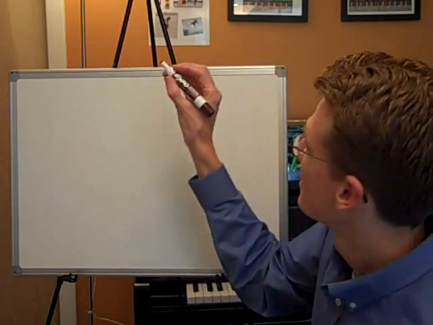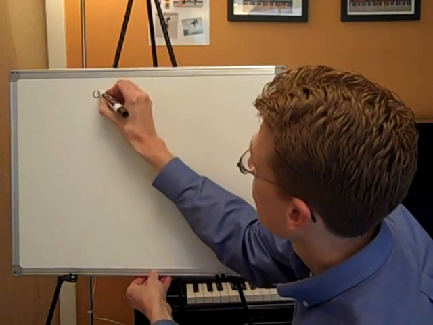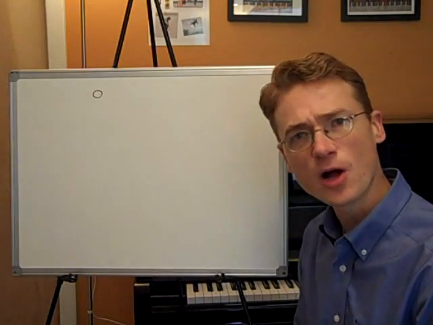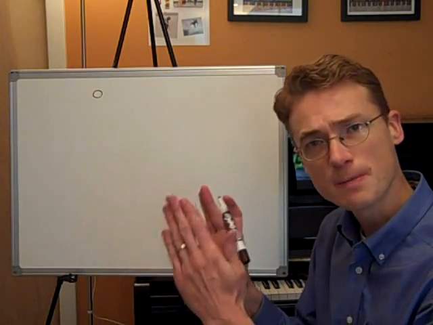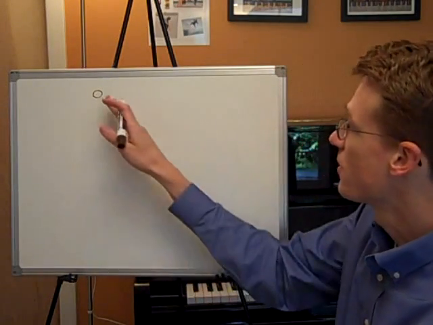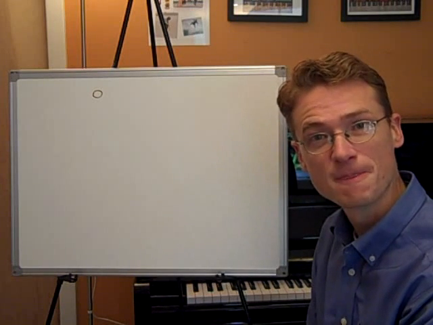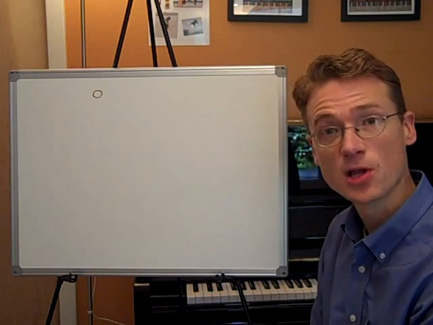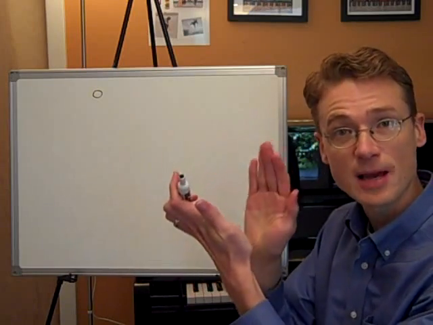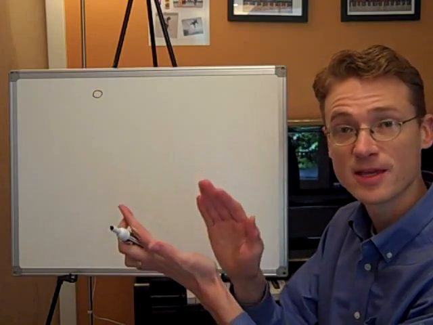The first kind of note we're going to talk about is the whole note. It's called the whole note because if we were using measures of four beats, this note would take up the whole measure. It lasts four beats long. So if my hands are clapping the beat, a whole note would sound like this. Ba.